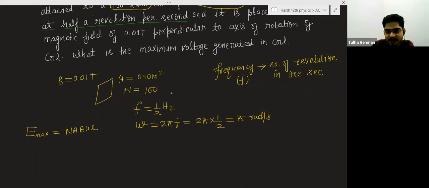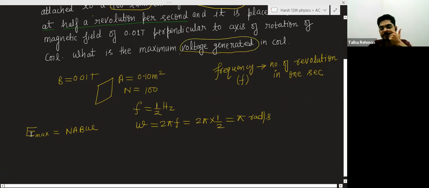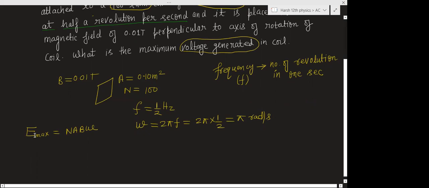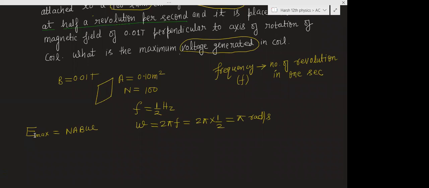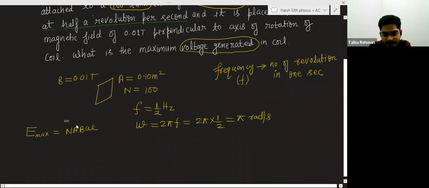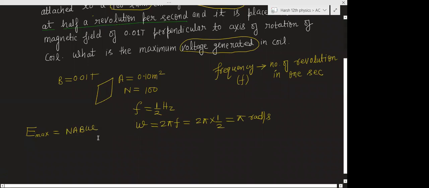So they are asking the maximum voltage generated. Maximum voltage means maximum EMF generated. EMF and voltage are the same thing. Maximum voltage is known as the EMF. So the maximum voltage generated is given by N A B into omega.